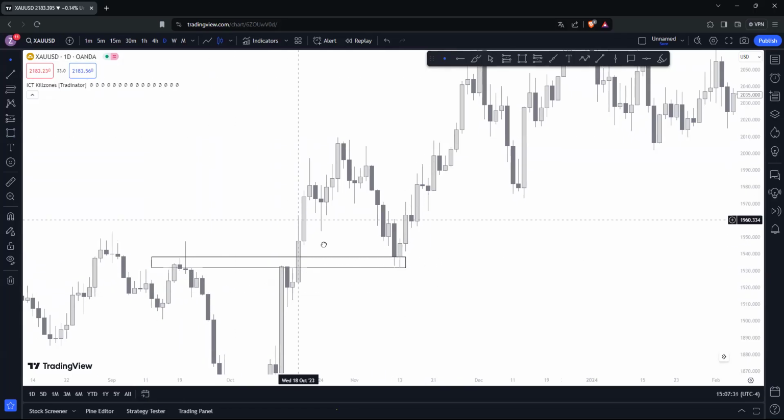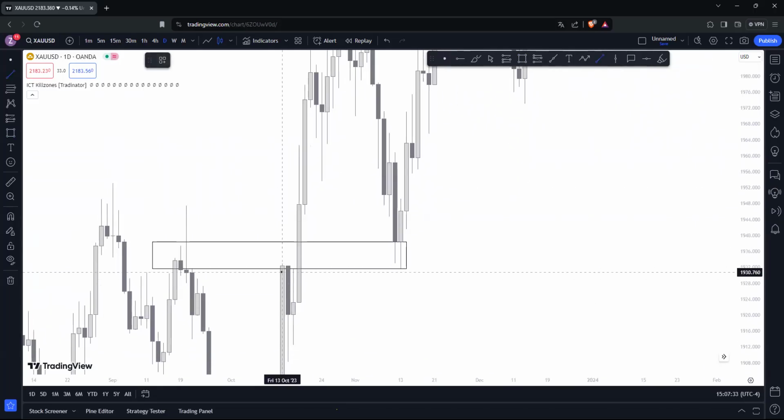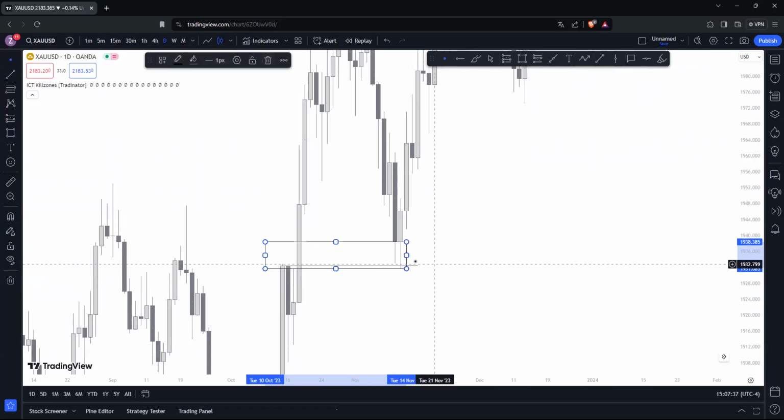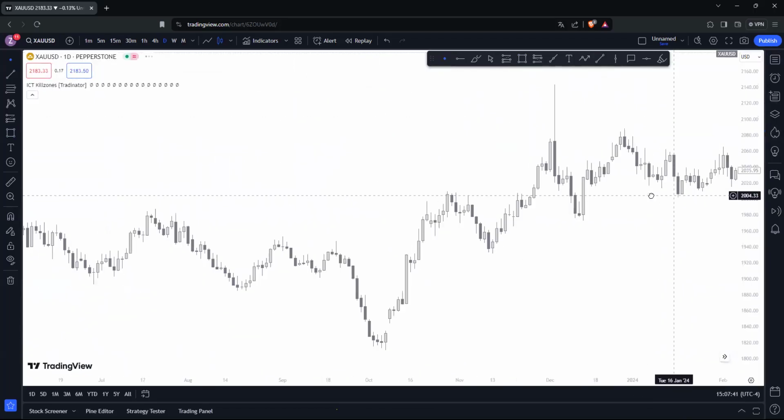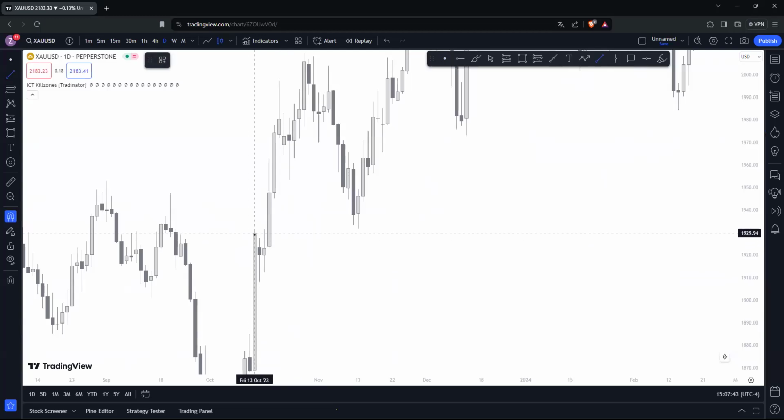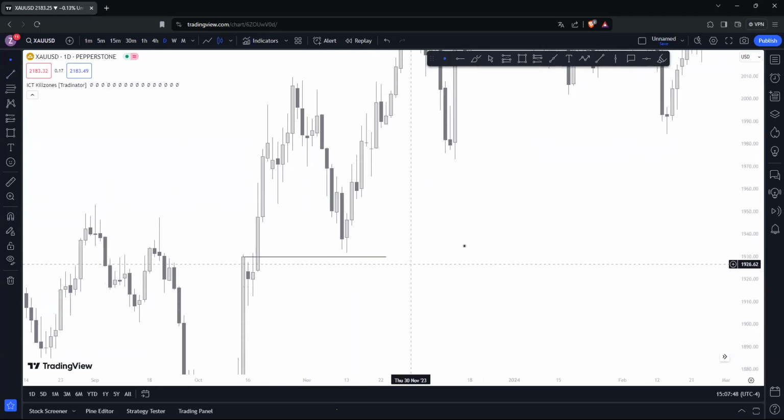Okay, so on Wanda, it shows that we rejected this A level right here. So without doing this method, you could basically identify it. So on Pepperstone, it did not touch it, as you can see right here. On Pepperstone, it missed it. So it was quite hard to see the level that it reacted from.